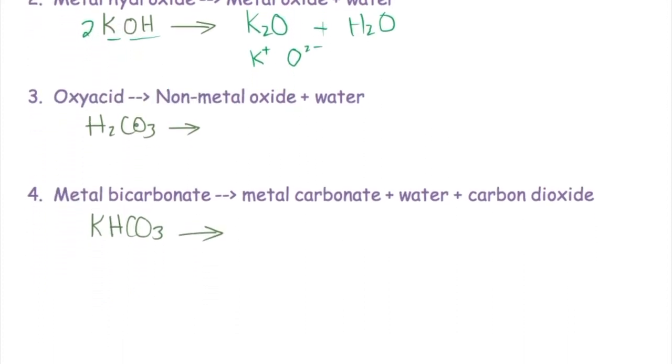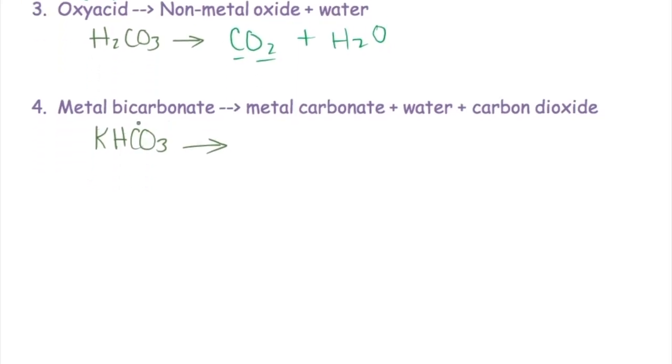Now, next. If you have an oxyacid, ic form, these are the acids that you find on the back of your periodic table. When that decomposes, it forms a non-metal oxide and water. So here, what is a non-metal oxide for carbonic acid? It is CO2, non-metal oxide, and H2O. Let's try to balance that. 2 hydrogens, 2 hydrogens, 3 oxygens, 3 oxygens. Perfect.